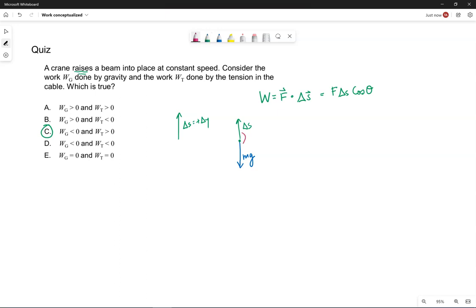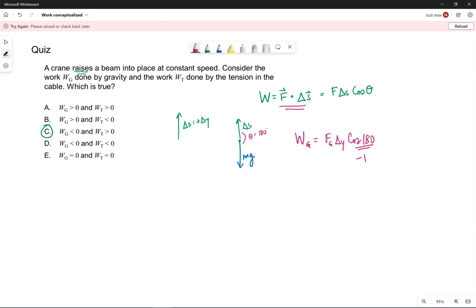We see that in our equation because of the angle between these two vectors. We're always looking at the angle between the force vector and the displacement vector. This angle is 180. So the work by gravity is force of gravity, delta Y, cosine 180. This gives us a negative answer. So the work done by gravity is less than 0. It's negative. But again, that just means it is removing energy from the system. It's working to slow that beam down. It's not allowing the beam to move faster and faster in the upward direction.